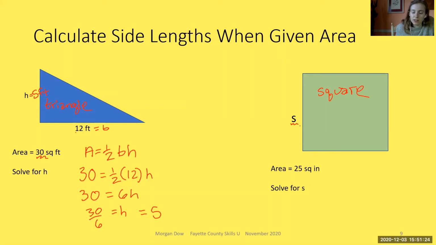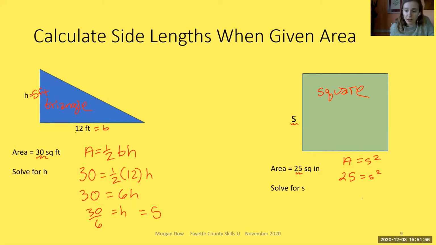We've got an unknown side length and the area is 25 square inches. So I'm going to start with the formula for area of a square. A equals side length squared. Fill in my information. Okay, so we are looking for a number squared that gives us 25. Well, that's going to be 5, right? 5 times 5, or 5 squared, is equal to 25.